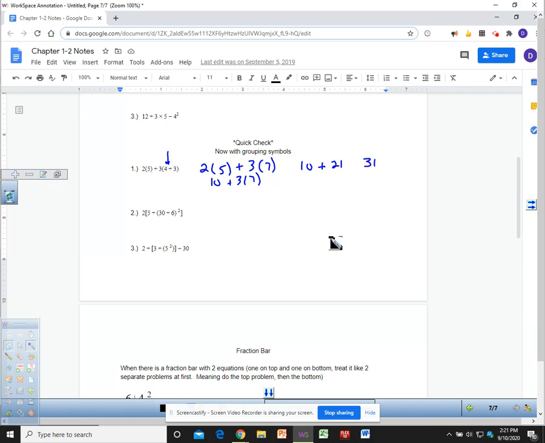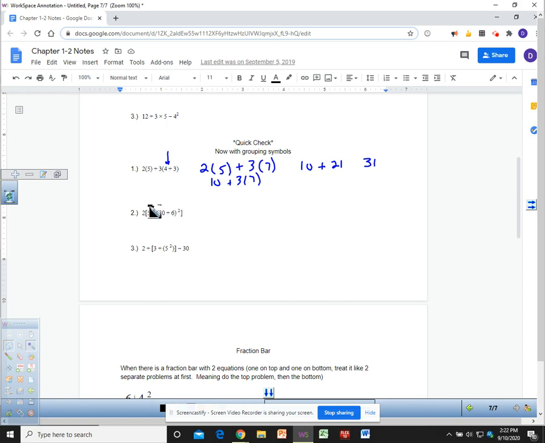Now, when it comes to multiple things, like these things that are called brackets, you have to do everything in the brackets first until it's down to a singular number. And then once it's down to a singular number, then you can treat it like it's multiplying. So this is saying 2 times whatever this is going to be.